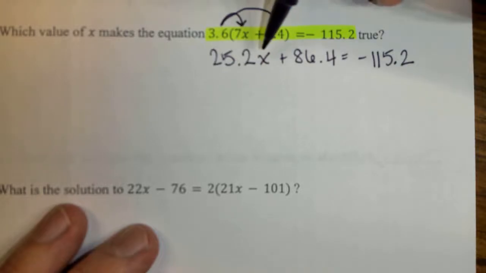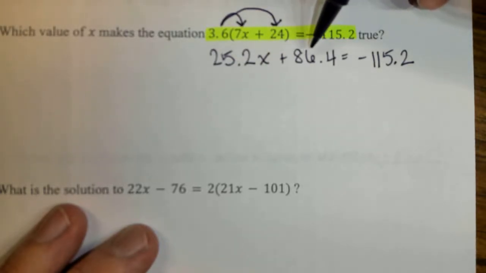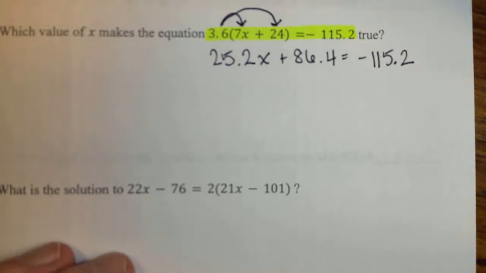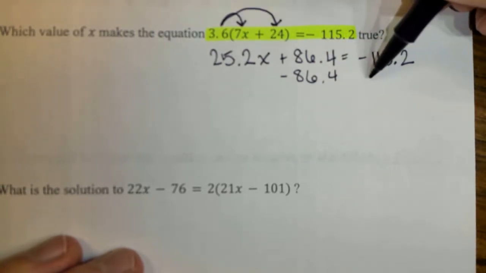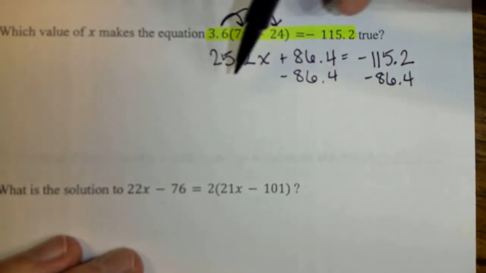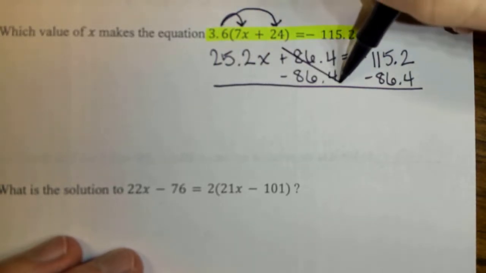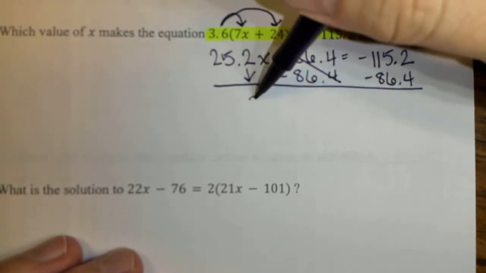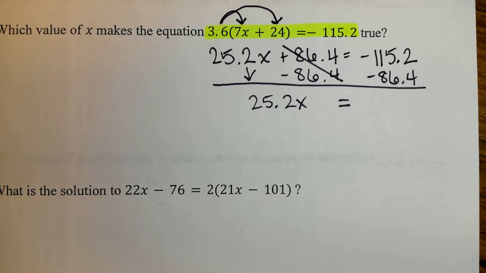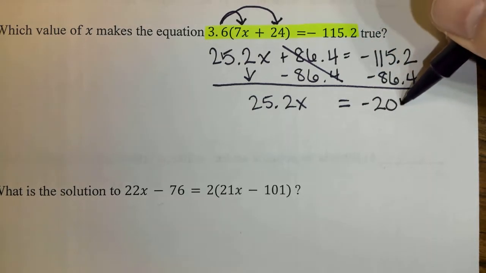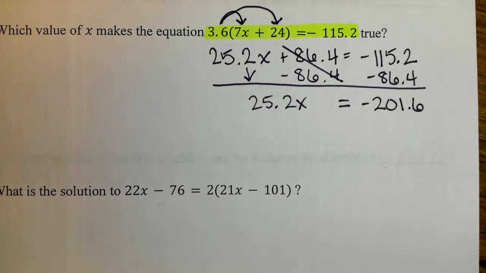Alright, I distributed. I don't have any terms I can combine on the same side. So I'm going to simply move everything away from x, and first thing I have to move away is this number because there's no x on it. Because it's plus 86.4, I'm going to do minus 86.4 on both sides. That way these are 0. I'm going to bring this down, equals, and then negative 115.2 minus 86.4, and you get negative 201.6.